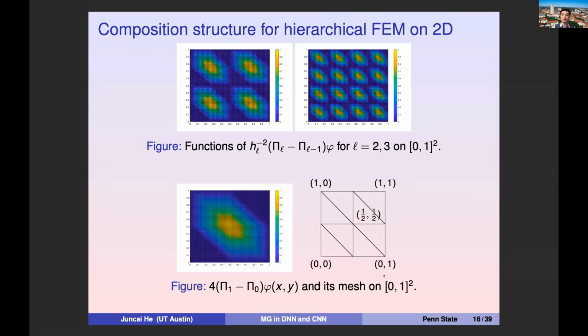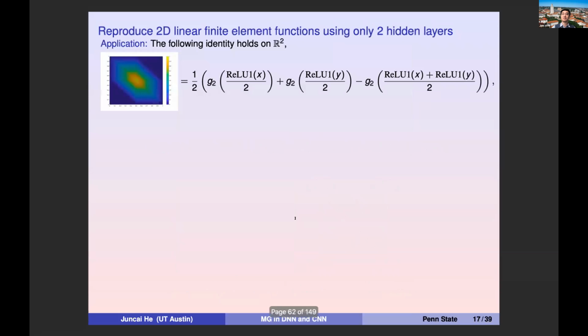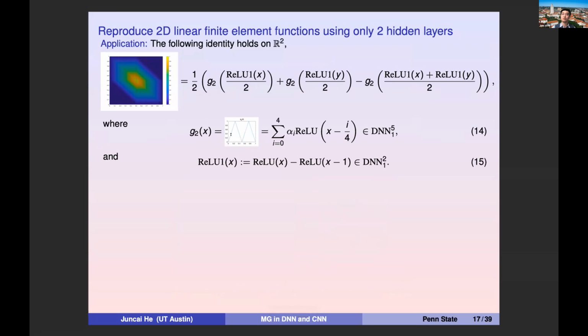The beautiful thing is that if you have this pi1 minus pi0, you get this basis function, associated with the mesh for this 2D finite element. But this function only works on the domain, the unit cube [0,1]. If you go outside, then this function is not equal to 0. But thanks to this property of the ReLU, we can cut off the function outside. So here we get something like this formula, with ReLU2. This ReLU2 is g2, a piecewise linear function in 1D.